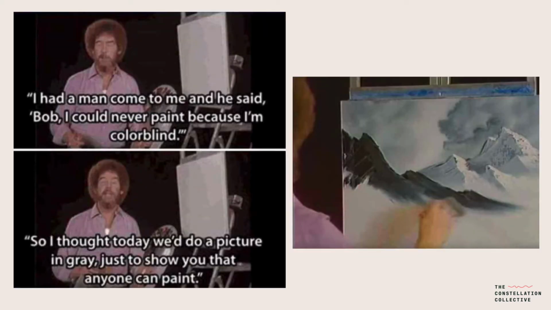Leave it to the great Bob Ross to be thinking about inclusivity in his art. He said, "I had a man come to me and he said, 'Bob, I could never paint because I'm colorblind.' So I thought today we'd do a picture in gray just to show you that anyone can paint."